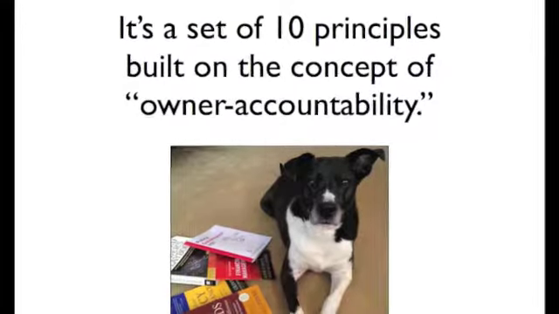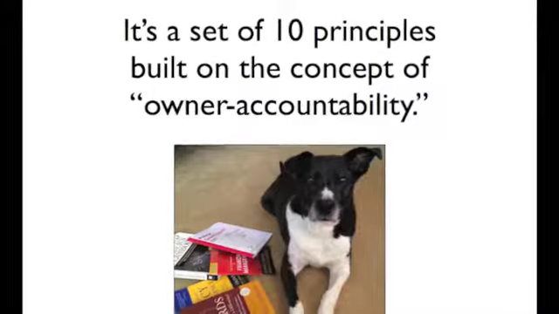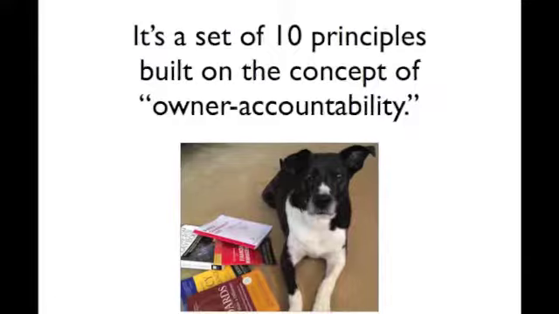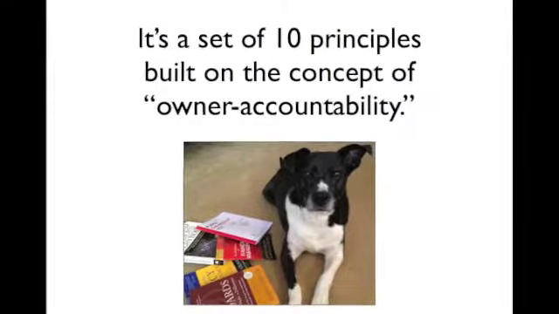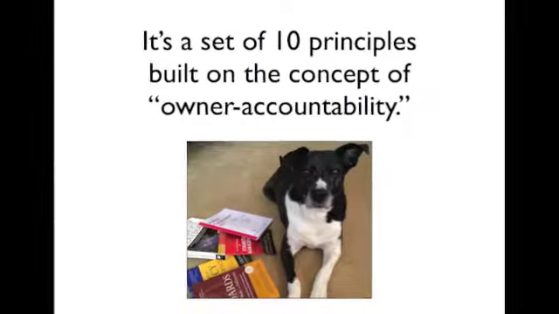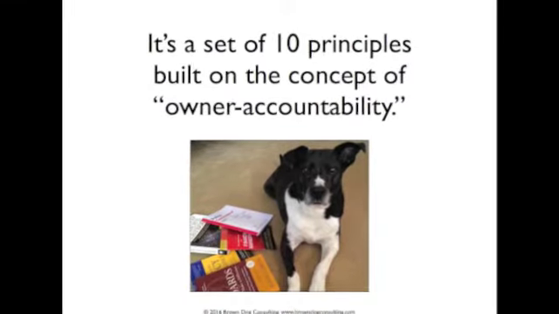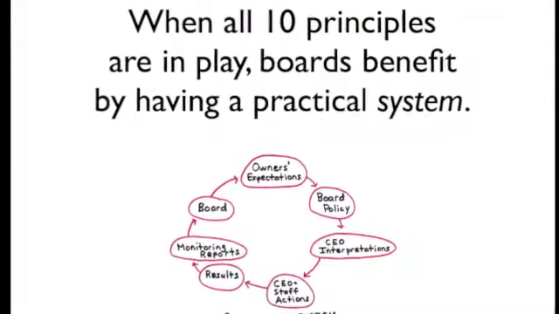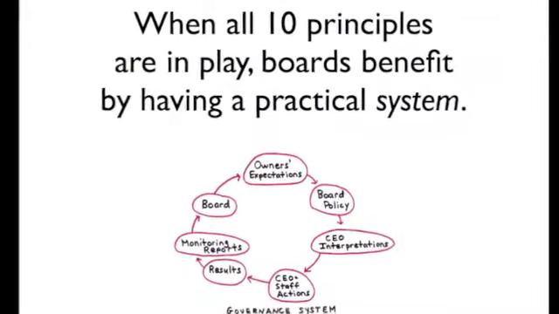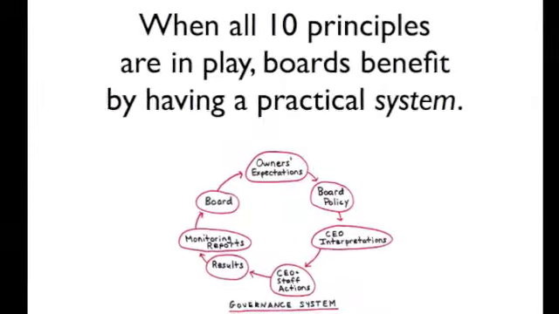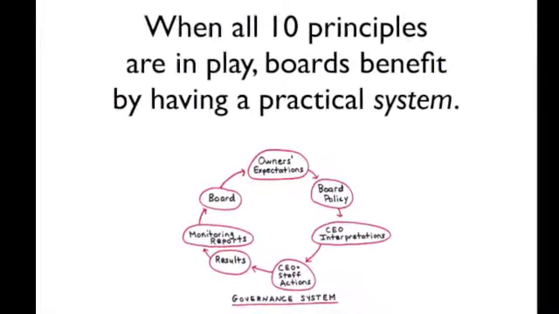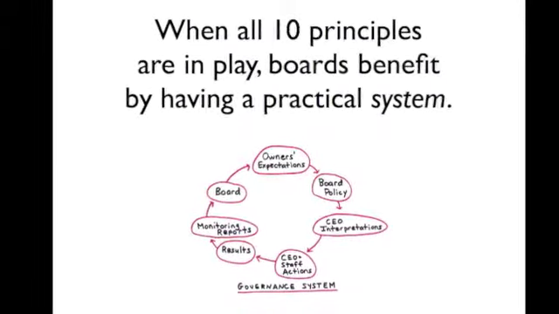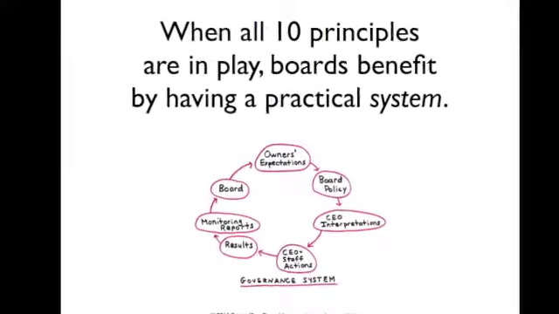Policy governance is a set of 10 principles built on the concept of owner accountability. This presentation will describe these 10 principles very briefly. And there's a picture of my dog Millie with a bunch of policy governance publications. While technically you could choose to use just one or two or a few of the 10 principles, the most benefit that you will achieve is by using the whole system, all 10 principles. When you're using all 10, you basically have an operating system for your board.